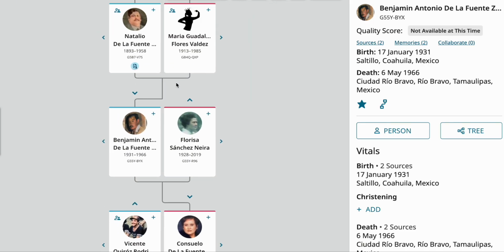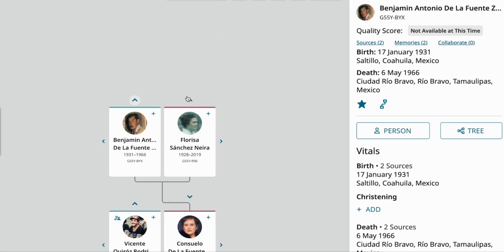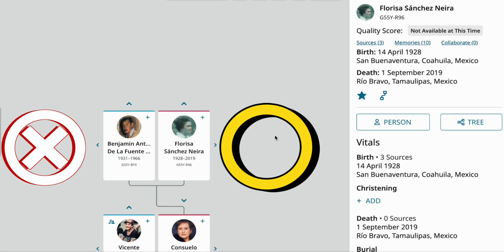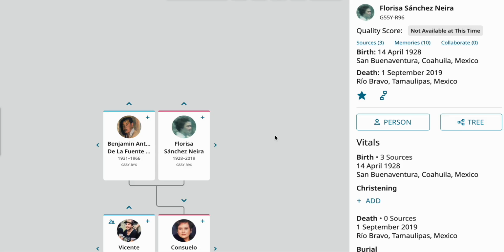Now, of course, this leaves my biological grandmother's mother, my great-grandmother Florisa Sanchez Neira, who did inherit the Widow's Peak, as you can see in the image provided. Those are very good evidence that this Widow's Peak is very dominant, and yes, all 3 of these Mendelian traits are dominant. None of them are recessive in my family tree, since only one parent has these traits. Now, my great-grandmother Florisa Sanchez Neira was born on April 14th of 1928 in San Buenaventura, Coahuila, Mexico, and she passed away just 6 years ago on September 1st of 2019 in Rio Bravo, Tamaulipas, Mexico.